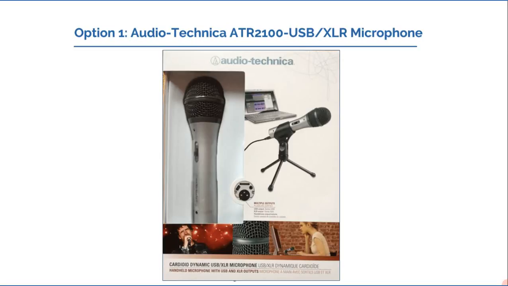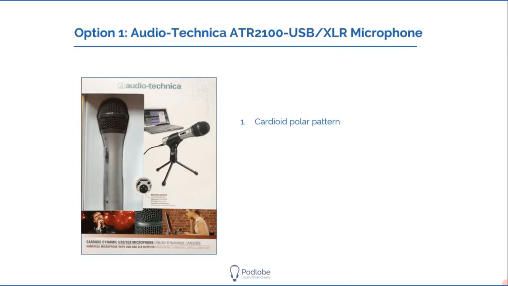The very first one is the Audio-Technica ATR2100 USB/XLR microphone. This microphone, I tell you, is dope. One, because it has a cardioid polar pattern. Polar patterns for microphones refer to how a microphone takes in sound. Does it take it from all directions? Does it take it from just one direction? Does it take it from a mix of both? Is it omnidirectional? There are different kinds of patterns. Omnidirectional means it takes sound from every angle around the microphone. It takes in sound at the same volume level.